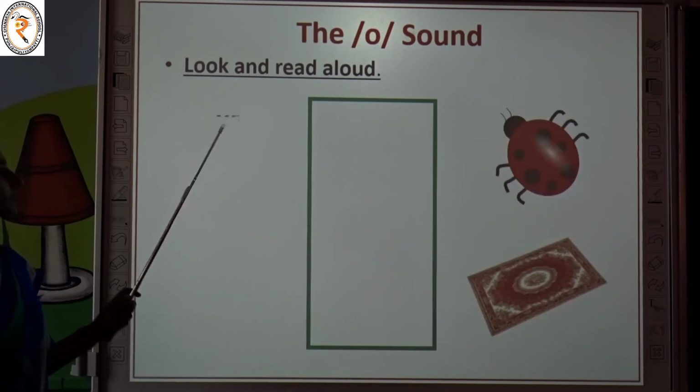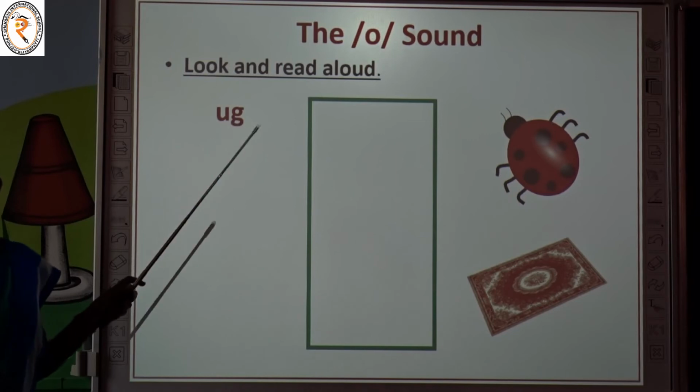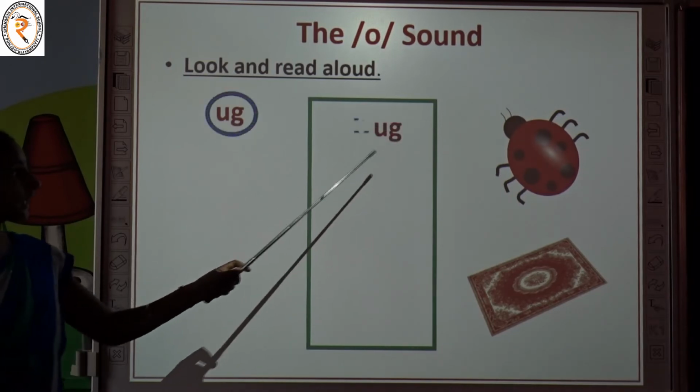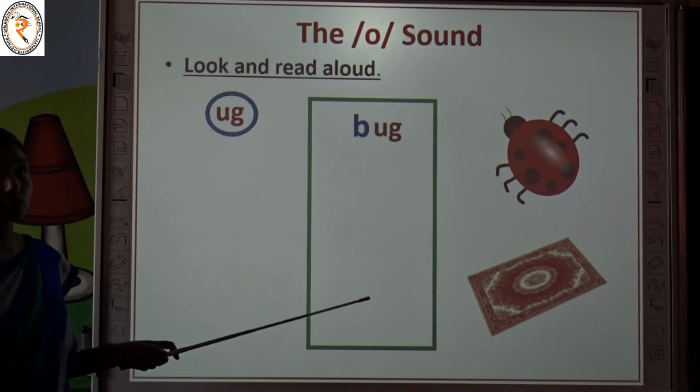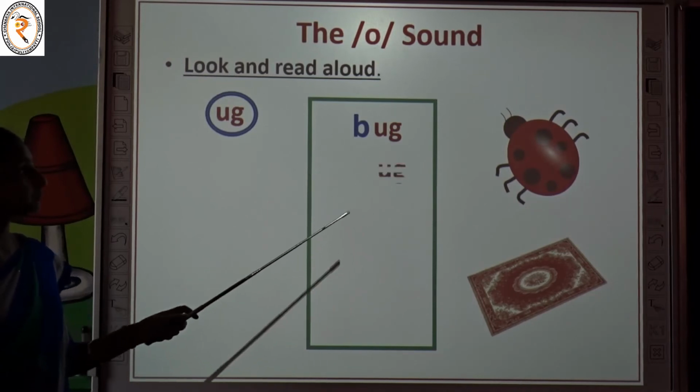Very good. Now we are going to read some words which end with the letters U and G. We can pronounce letters UG together as ug. The letter G gives the sound g, ug. Ug is there, B is added. What is the sound of the letter B? Ba. Ba plus ug, bug.